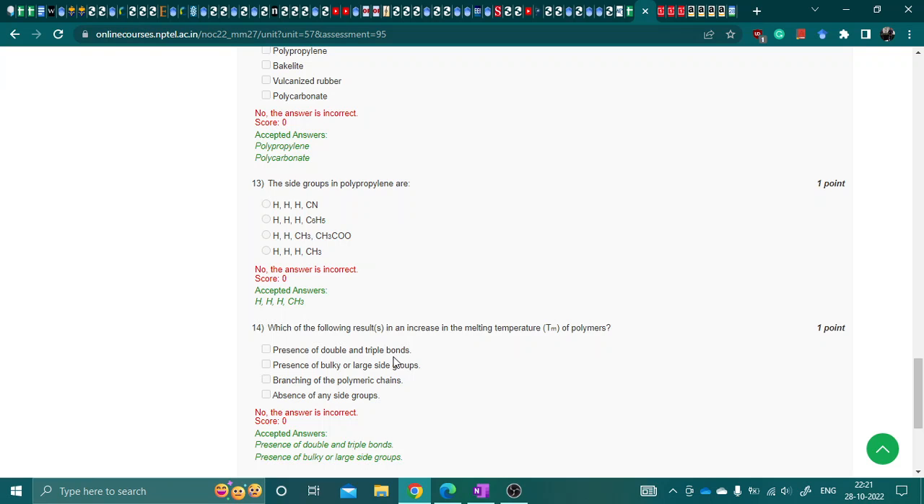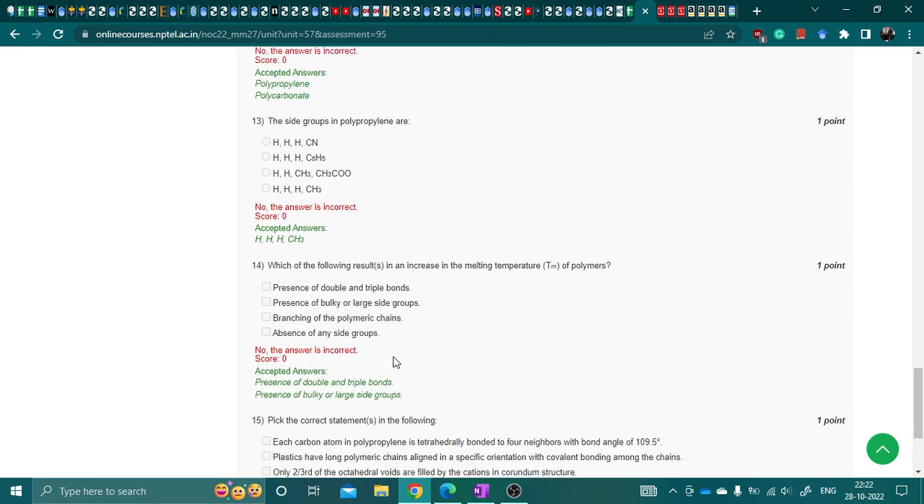The side groups in polypropylene. When you consider polyethylene, there are only C2H4 monomer chains. Now, if you replace one H with chlorine, that becomes polyvinyl chloride, which is PVC. And if you replace it with the group CH3, that becomes polypropylene. That is basically C2H3 with one hydrogen replaced by CH3, and this monomer unit is repeated. So the side groups in polypropylene are H, H, H and CH3.